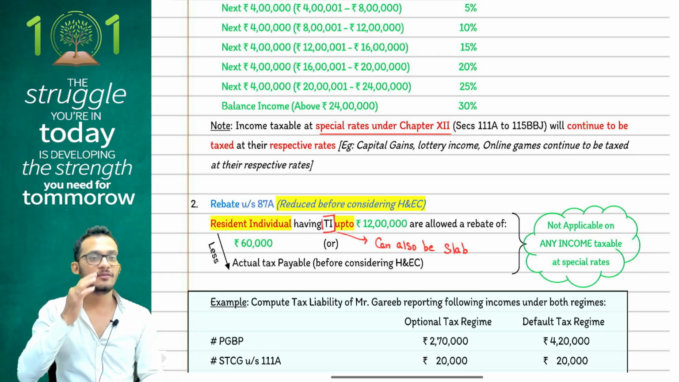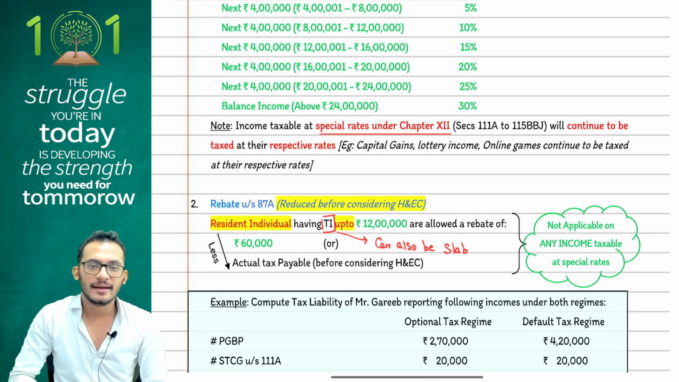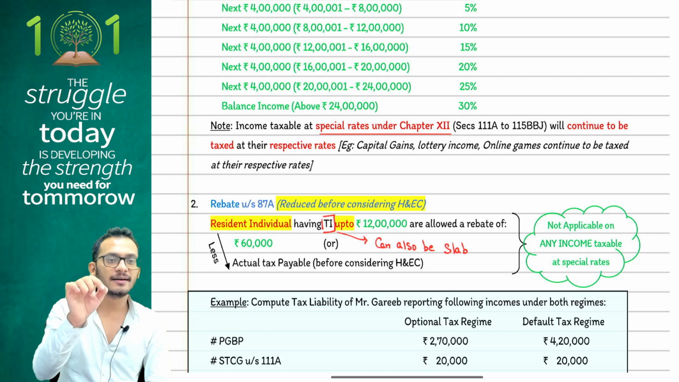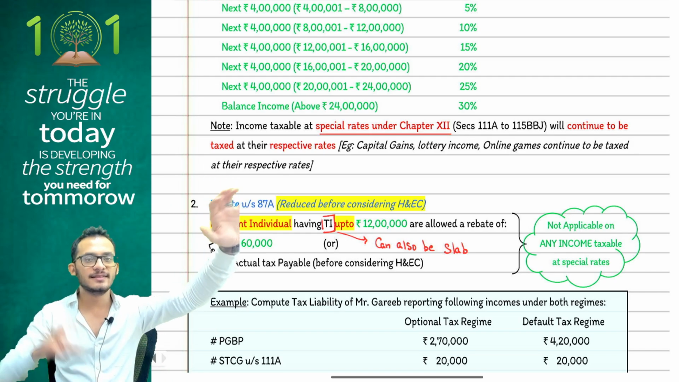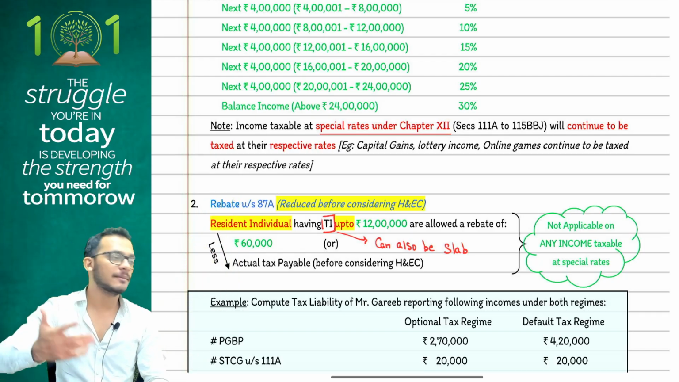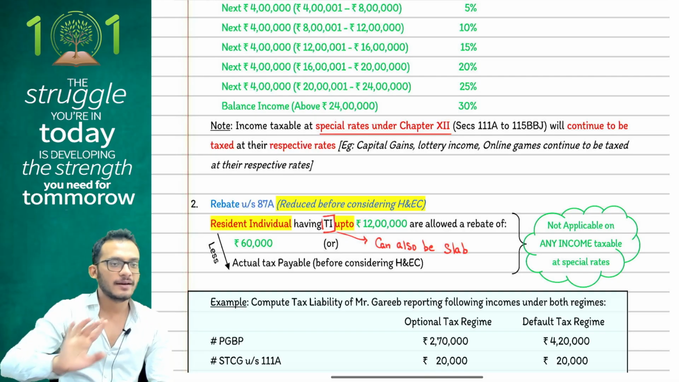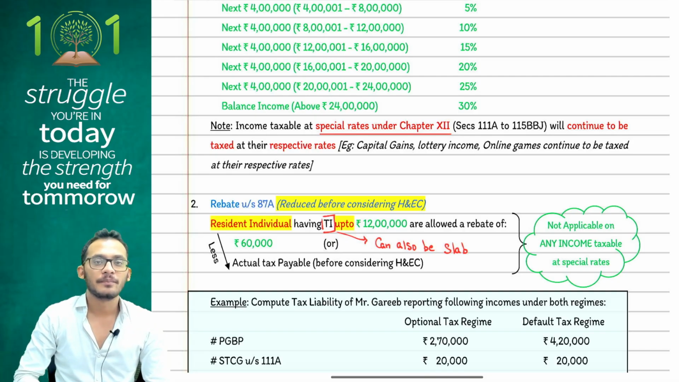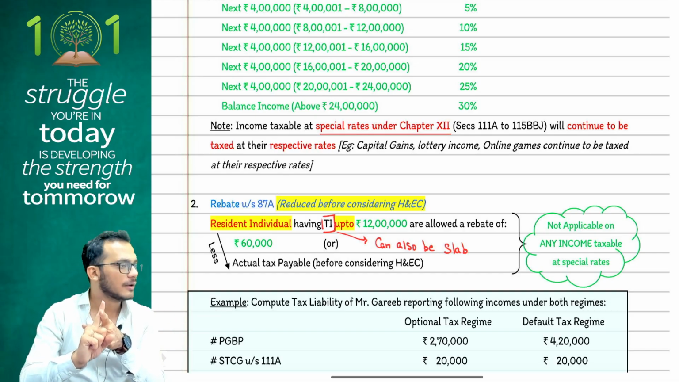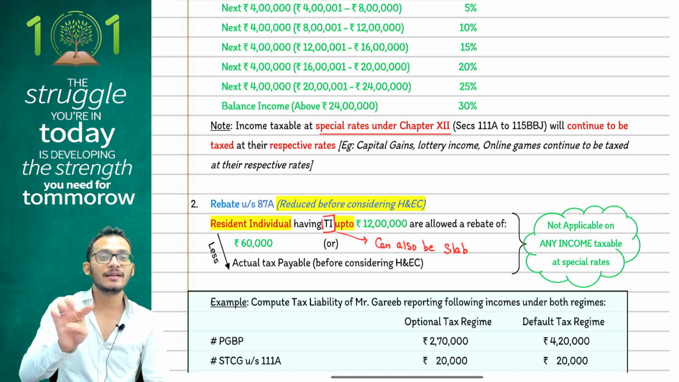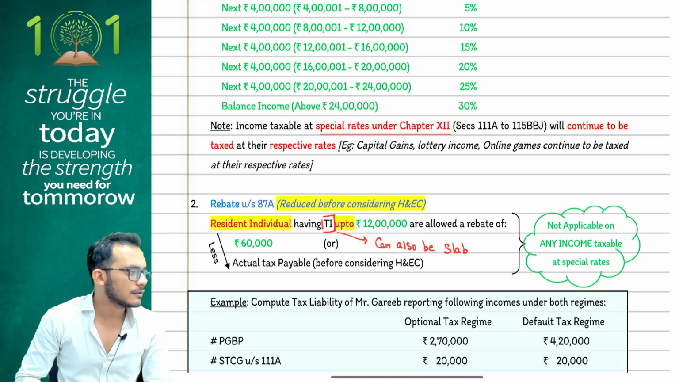Then we discussed about the fact that when it comes to surcharge and rebate, you have a concept called marginal relief. Surcharge has marginal relief for both the regimes, alternate regime and default regime. How do you check marginal relief? If your income is 51 lakhs, you compute tax on 51 lakhs. You also compute tax on 50 lakhs. You will check the difference of tax and the difference of income. If the tax is more than income, the extra will be treated as marginal relief to be reduced from your claim.